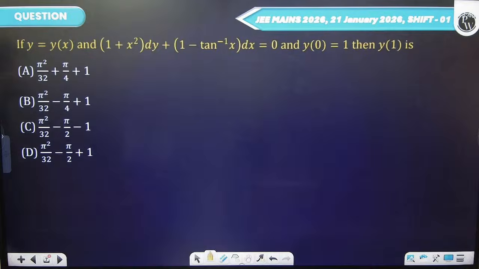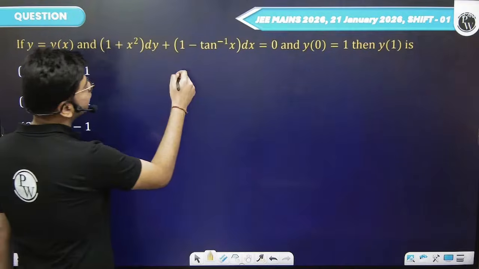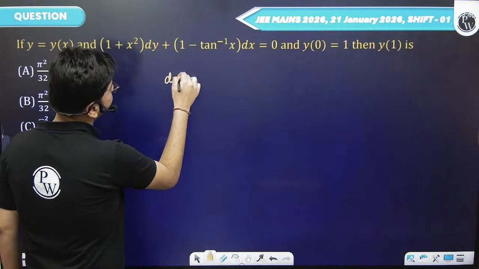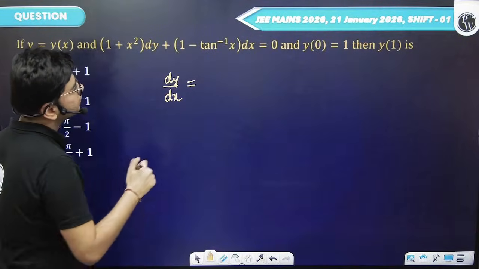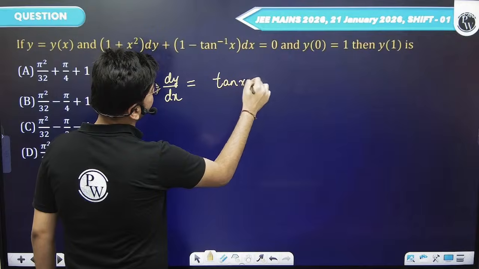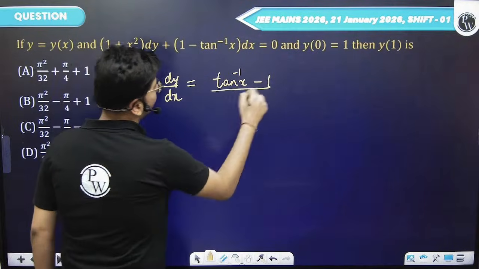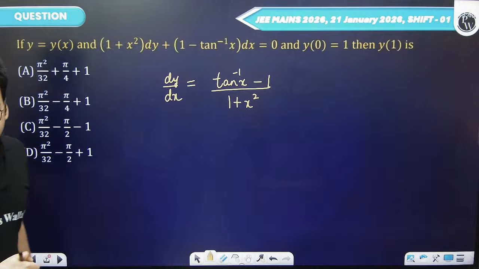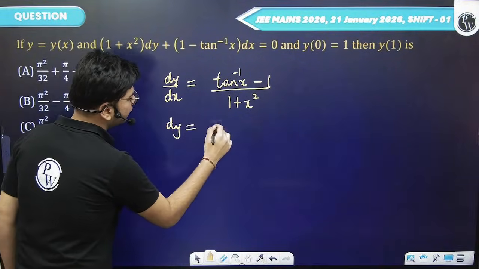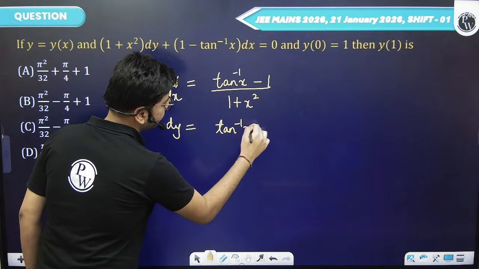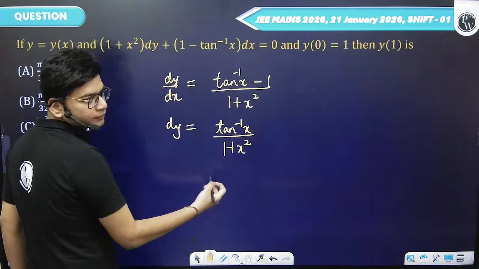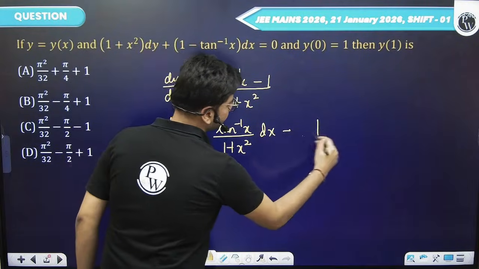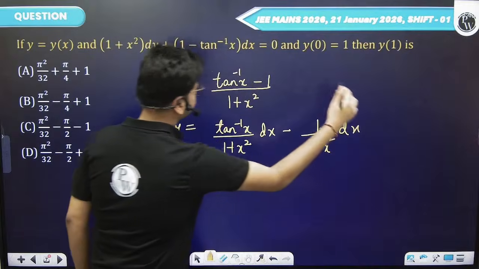Coming to the next question. So this is a question on differential equation. Very easy question, variable separable. The y part you can take one side, the x part one side and integrate. Let's start with this question. So from here I can say that dy by dx will come out as tan inverse x minus 1 upon 1 plus x square. So now this will become dy is equal to tan inverse x upon 1 plus x square dx minus 1 upon 1 plus x square dx.